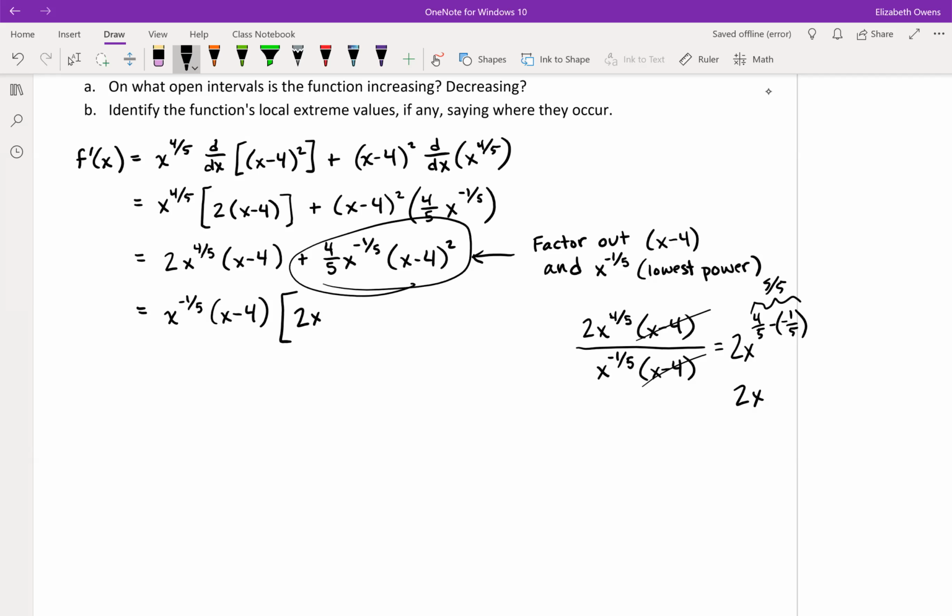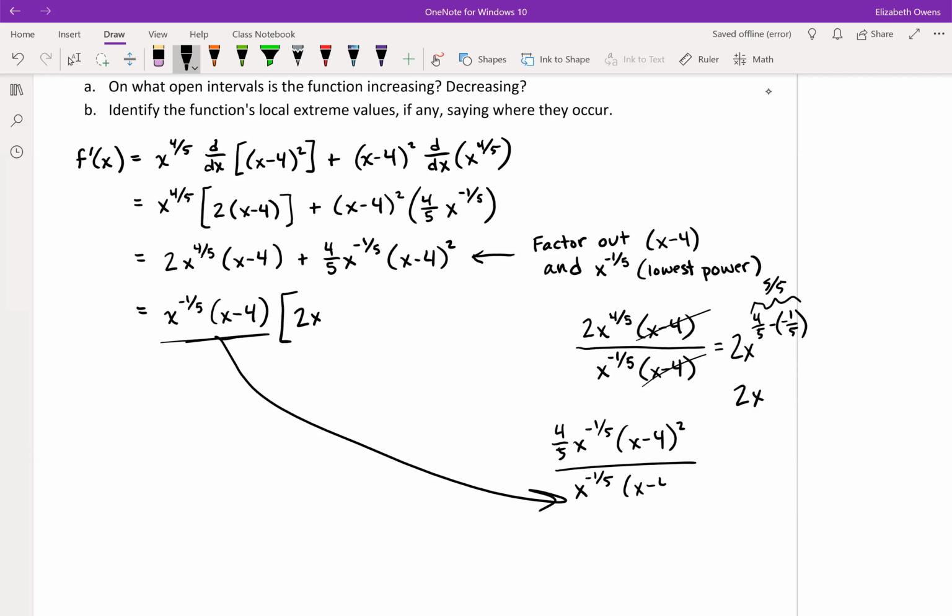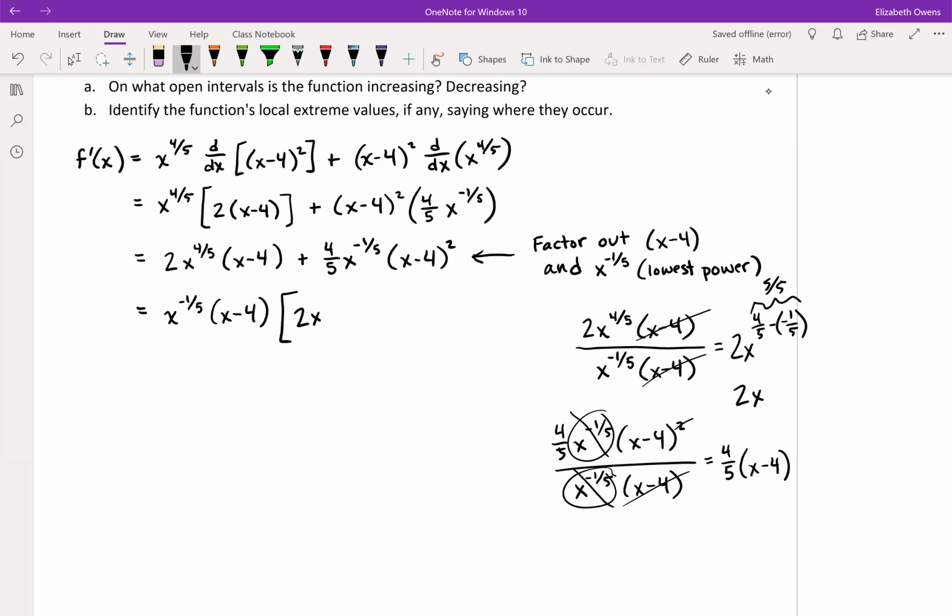Same thing for your second term now. You would take that second term, 4/5 x to the negative 1/5 times x minus 4 squared, and then divide by what we just factored out, x to the negative 1/5 times x minus 4. And then you'd see that one of your x minus 4's cancels out, and the whole x to the negative 1/5 thing is gone. That's kind of nice. So you have 4/5 times x minus 4. Okay, so that would be our second remaining term. All right. Phew. Okay, so there's your factoring.